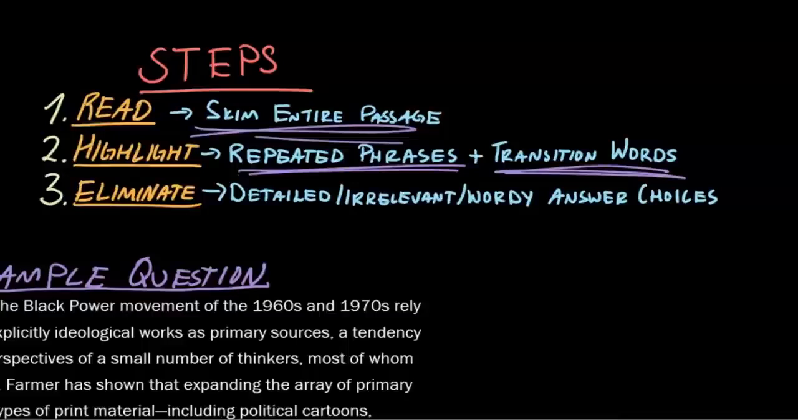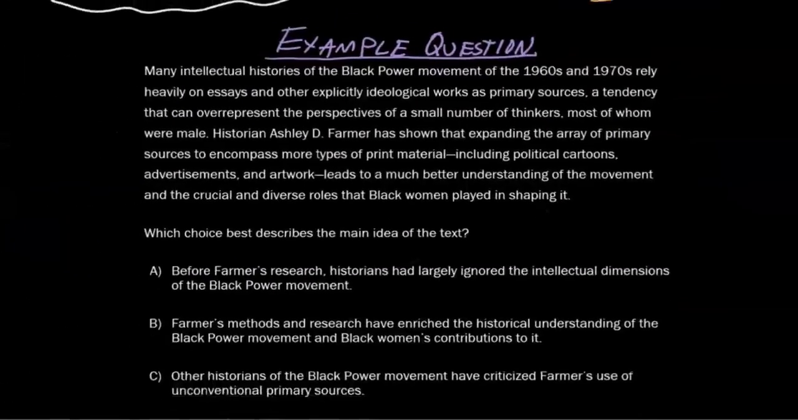Next, we're going to eliminate anything that's too detailed or too wordy. If it's too detailed or too wordy, it's probably not the answer, because you cannot have a main idea that's super detailed. It's got to encompass the entire passage, not just part of it. And of course, if you've got an irrelevant answer, you've got to cross that out. Let's take a look at an example question here.